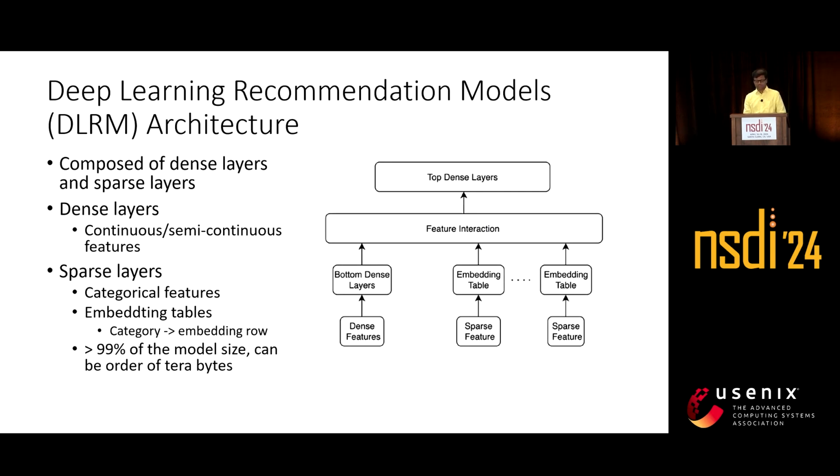Now let us look at the deep learning recommendation architecture. Typically, these recommendation models consist of dense layers and sparse layers. Dense layers correspond to continuous or semi-continuous features such as age, income, etc. Sparse layers correspond to categorical features such as user ID, item ID, etc. These features are used in conjunction with embedding tables. Each category in a sparse feature may be mapped to a row in an embedding table. These embedding table sizes can be in order of terabytes and constitute more than 99% of the model size.